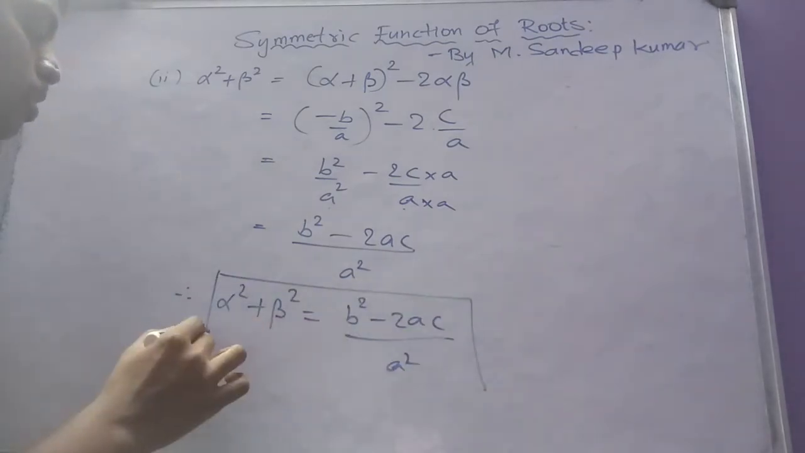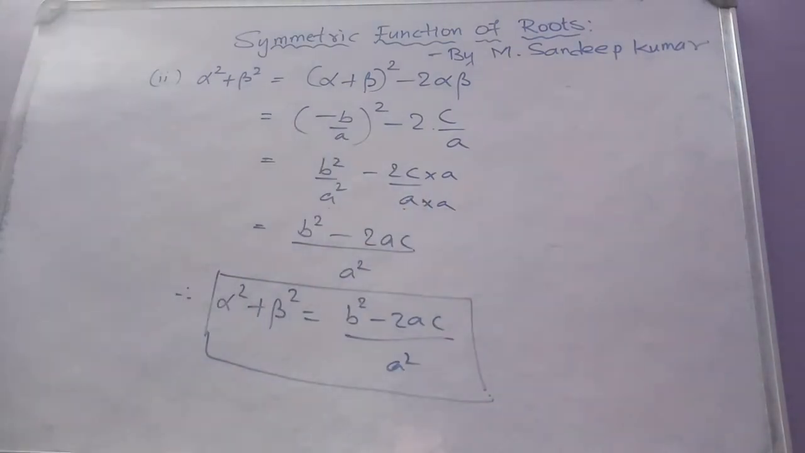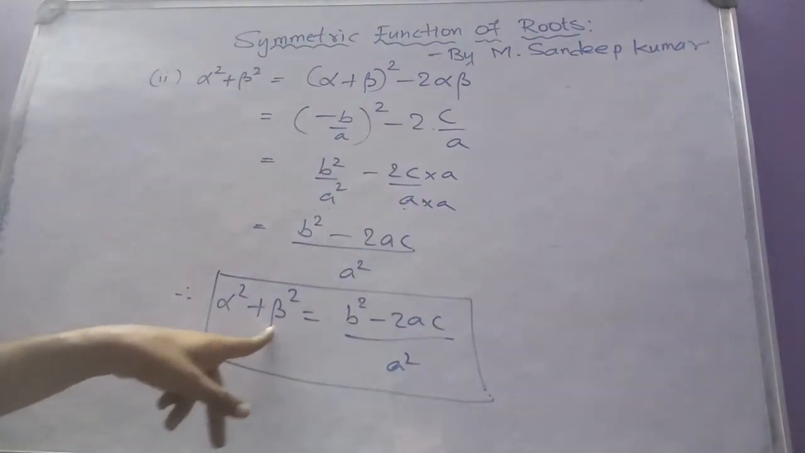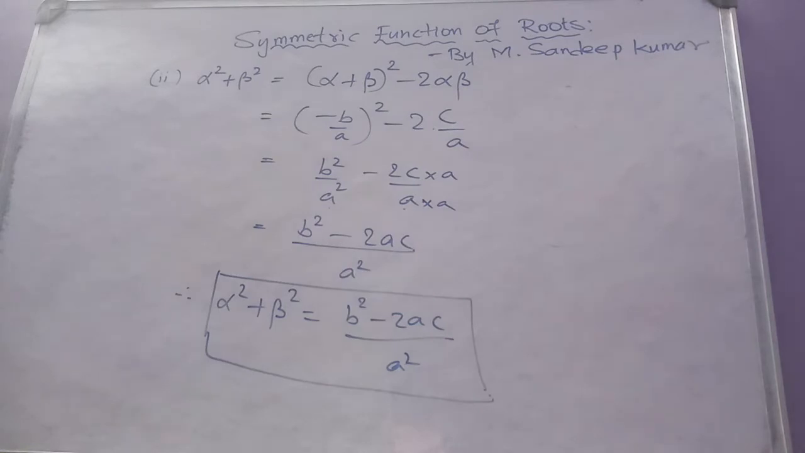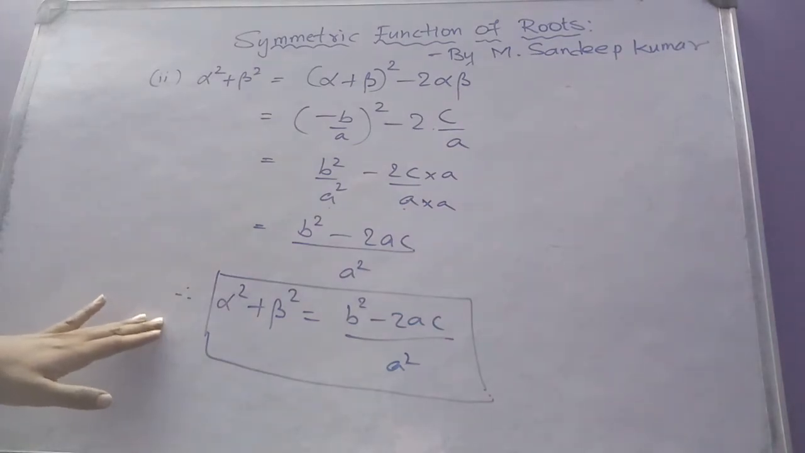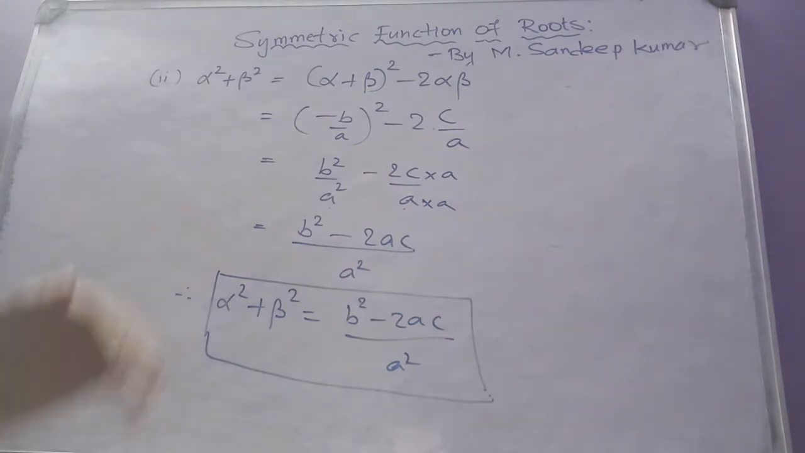The second formula. And the first symmetric function, alpha square plus beta square, is b square minus 2ac by a square. Remember this. We will use these results for the upcoming symmetric functions. The next one is alpha square minus beta square.